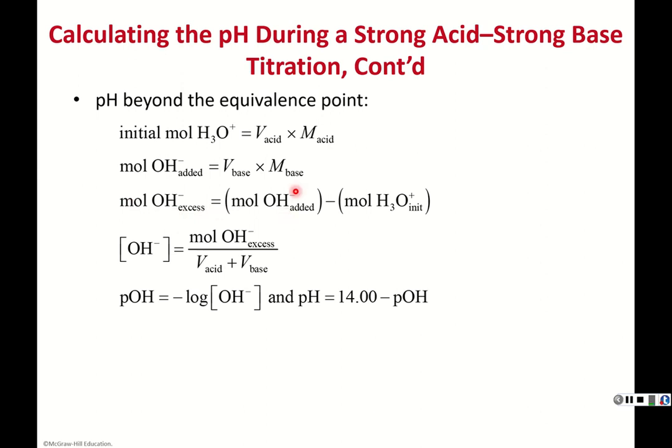So that'd be the moles of base that you've added, minus the moles of acid that you started with. Okay. To find that concentration, it's the moles of excess divided by the volume of acid plus the volume of base that you've added. And then once you get that, you would calculate a pOH, taking the negative log of that, and then you convert to pH using the pKw.